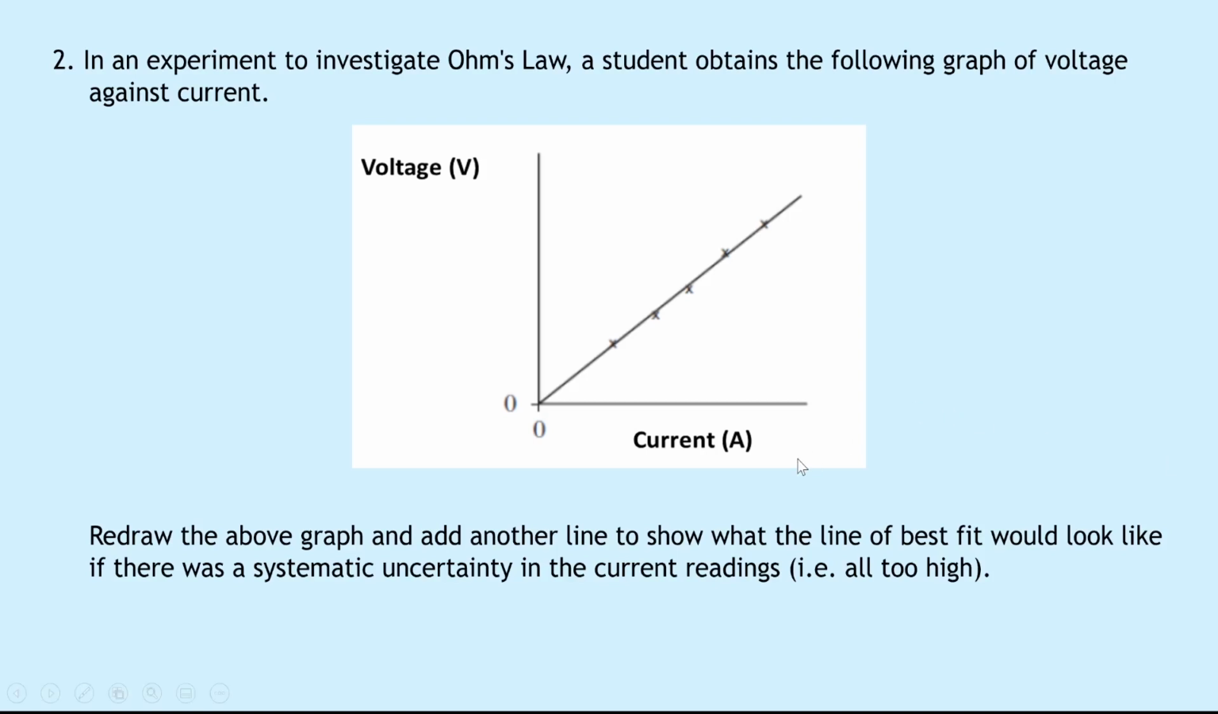Well, remember, if we had voltage readings that were all too high, then the line would start up here. But in this case, we've got current readings that are all too high, so it's going to look like this instead.